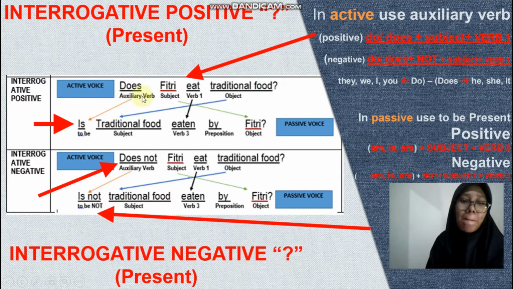Guys, for example, does Fitri eat traditional food? In Indonesian language, apakah Fitri memakan makanan tradisional? And we change to passive voice here. The auxiliary verb does in active voice, you have to change to is, to be, because in passive voice we use to be plus verb 3. Yes, you have to remember in the passive voice you use to be plus verb 3. So here the auxiliary in active voice is does, you have to change to is as a to be.